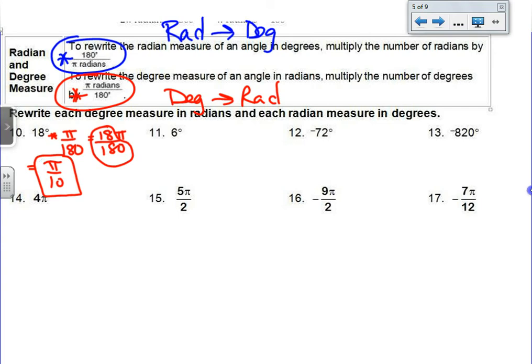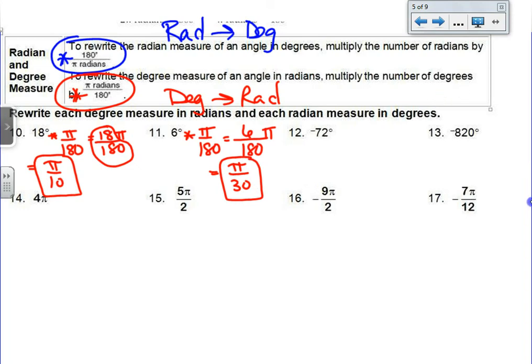Okay, 6 degrees. Again, to convert to radians, you're going to multiply by pi over 180. So what you have is 6 over 180 pi. Reduce 6 over 180 for me. It's 1 over 30, and they like to put the pi in the numerator. So it's pi over 30.